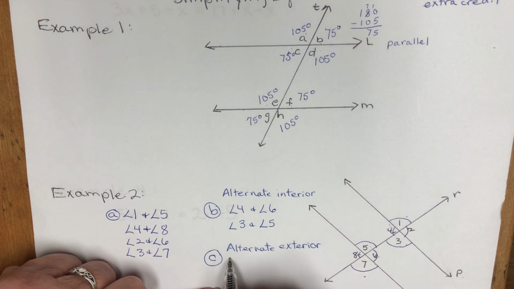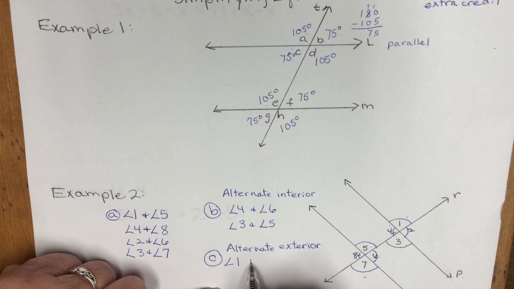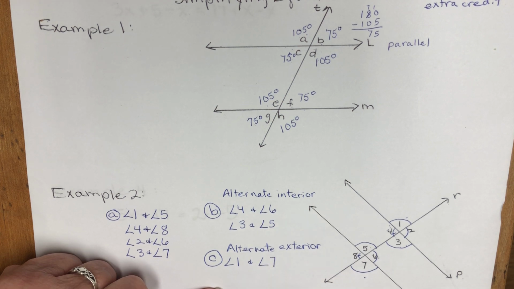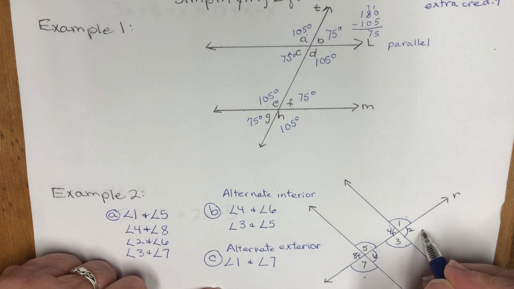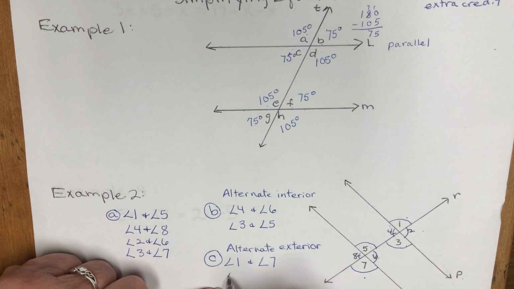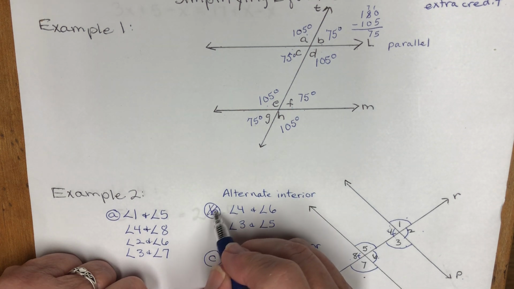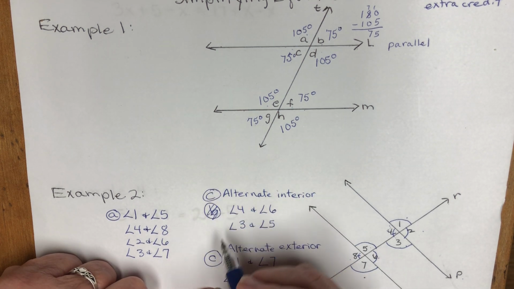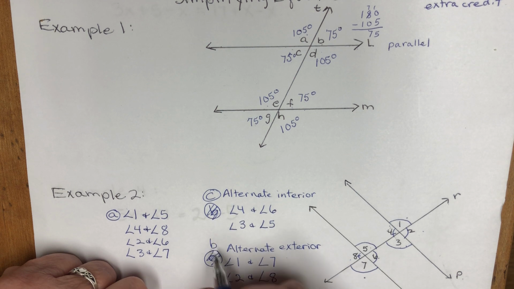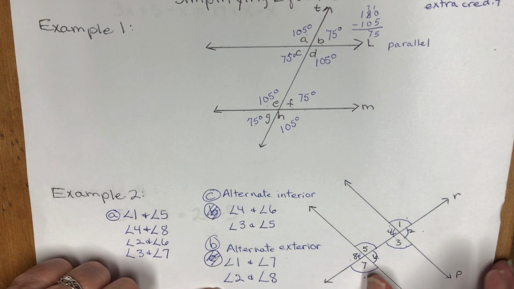So alternate exterior are angle 1 and angle 7. The other pair of alternate exterior would be, here's on the outside of the parallel lines. So angle 2 and angle 8. Those are the alternate exteriors. And just so you see them in the book, this should be C and this should be B. I mixed them up.